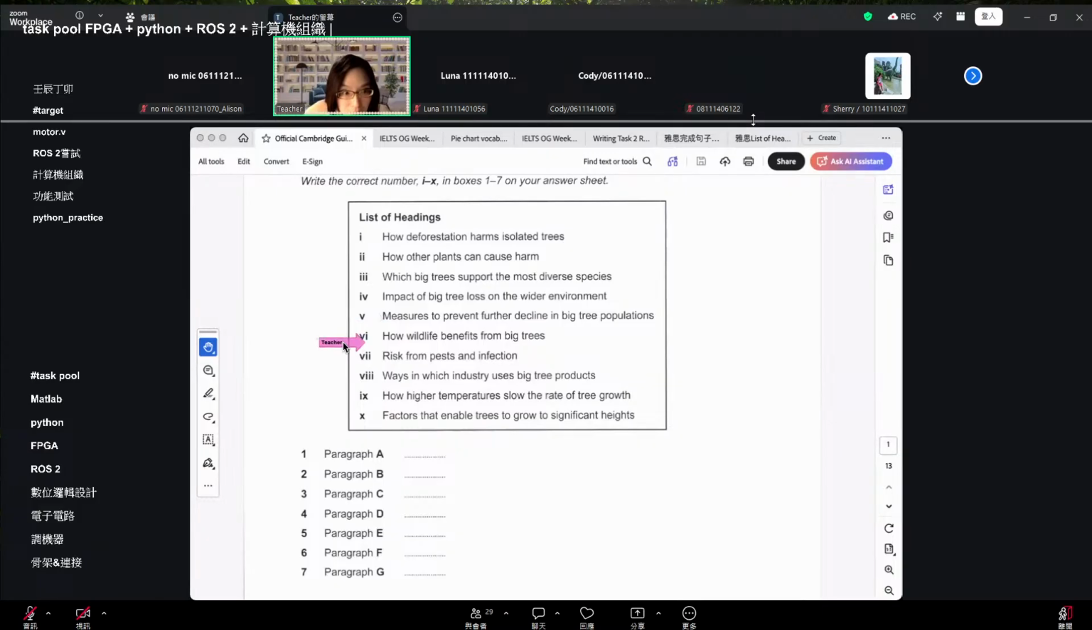Number 6, how wildlife benefits from big trees. Now this looks more reasonable when it goes to sustained, right? So it equals the idea to sustain. What do we have? And provide shelter for many animals. Okay, so that seems reasonable for us to assume that this is the likely answer. So I'm just going to write it down.